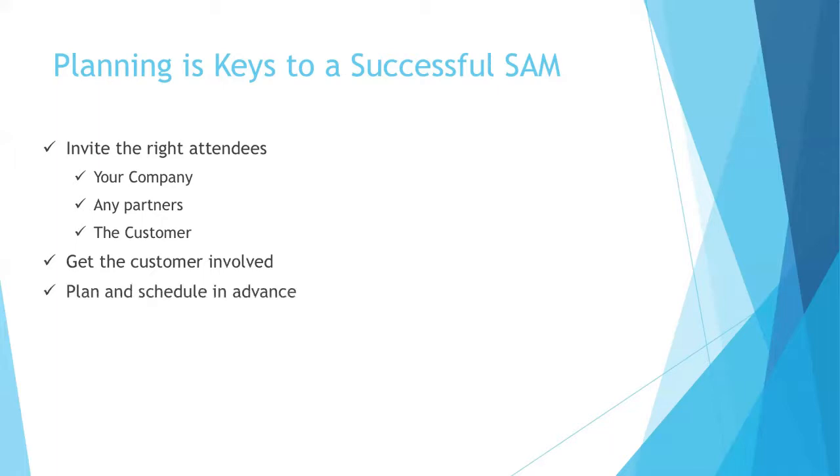Plan and schedule in advance. I can't have a strategic account meeting for next week. I should plan it a month in advance or a couple of months in advance, to give everybody time to prepare for the meeting and be able to execute it successfully. It allows everyone in the group to prep. Everybody should be ready, from the sales engineer to the account executive to the C-level, if they're coming, not only on your side, but also on the customer side and the partner side.